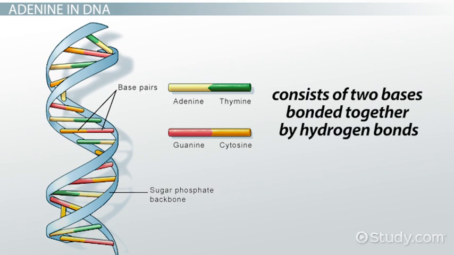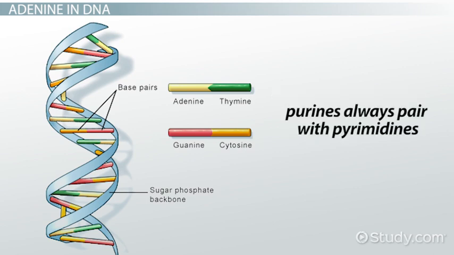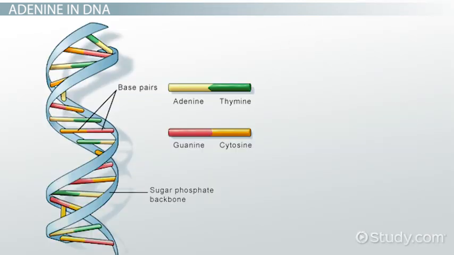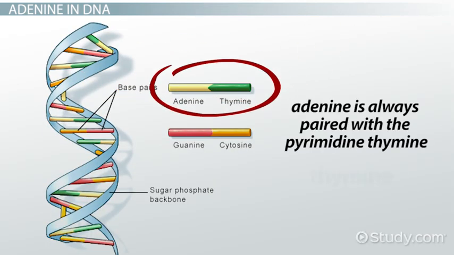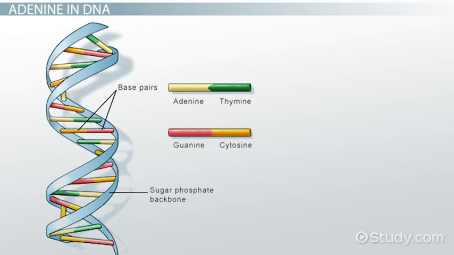Each individual rung consists of 2 bases bonded together by hydrogen bonds. Because of their size and structure, purines always pair with pyrimidines. Think of each base as a puzzle piece, each with a specific match. Adenine is always paired with the pyrimidine thymine. Guanine, the other purine, always pairs with the pyrimidine cytosine. These couplings are known as base pairs.